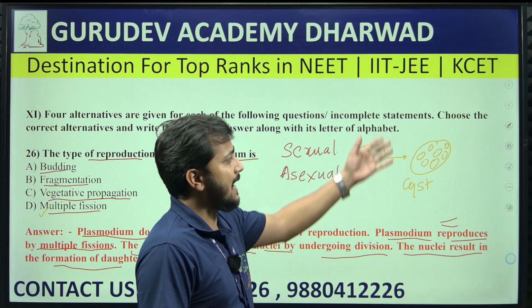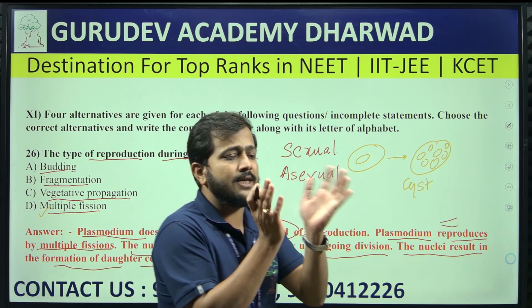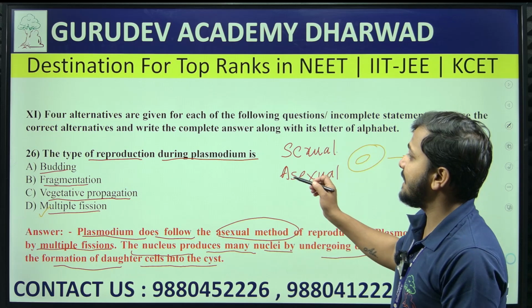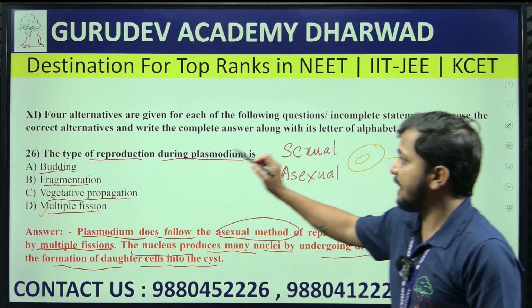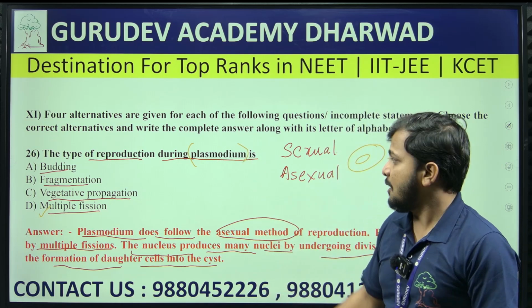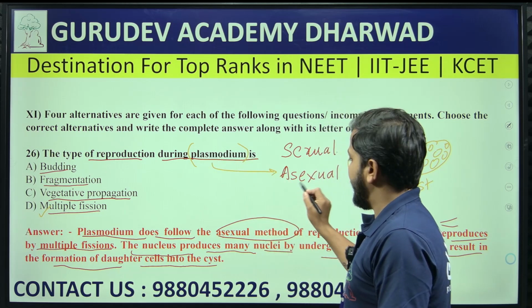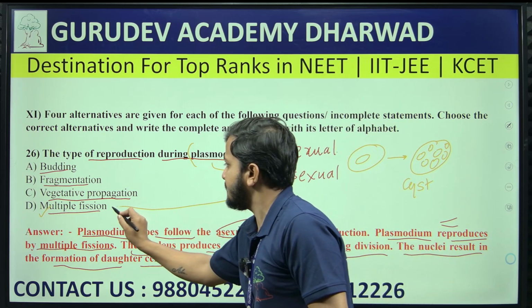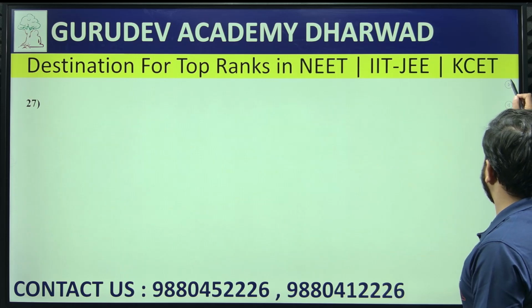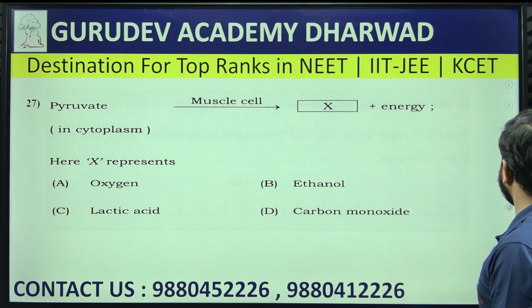Later, each nucleus will go on developing a cell around it. That is the reproduction methodology followed by this plasmodium. What we have to remember is that the mode of reproduction is asexual, and inside asexual it is known as multiple fission. So we'll go ahead with the next question now, that is question number 27.